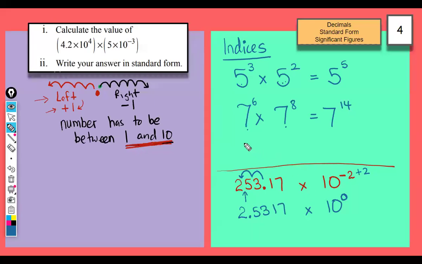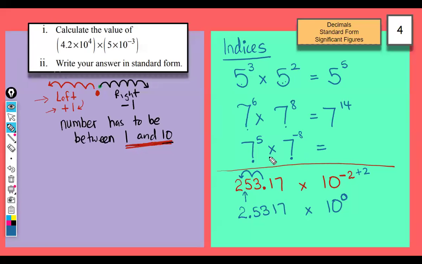Try a trick one for me. 7 to the power 5 multiplied by 7 to the power 8. Sorry, minus 8. I'll write it back better. 7 to the power 5 multiplied by 7 to the power minus 8. The bases are the same. Both of them have what? A 7.